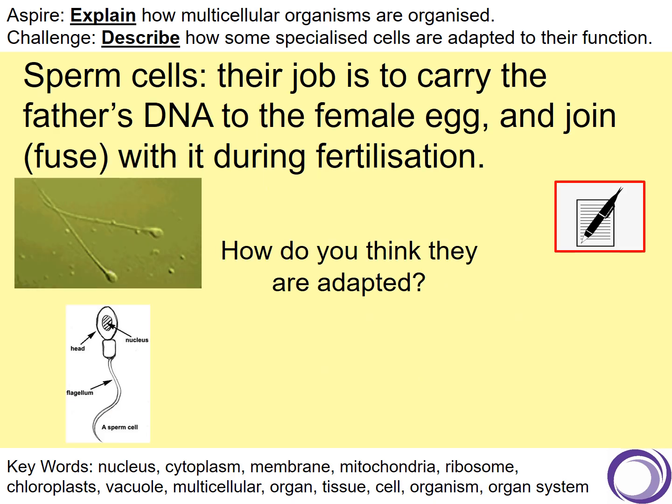So the next specialised cell we're going to look at in a little bit more detail is a sperm cell. A sperm cell's job is to carry the father's DNA to the female egg so that they can join, which the proper biological term that we use is fuse, with it during fertilisation.